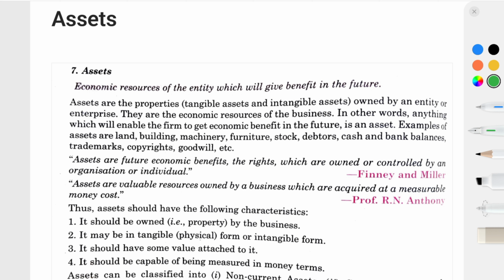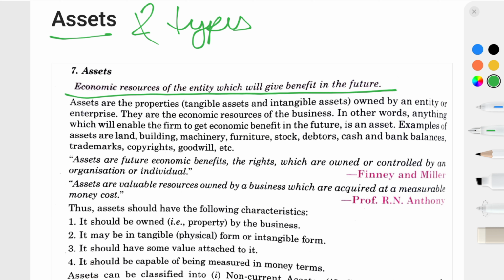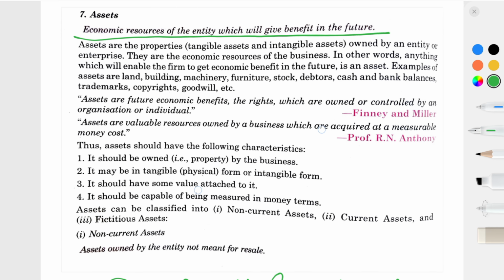This topic is related to class 11th. Today in this video we'll discuss assets and its types. According to the book's definition, economic resources of the entity which give benefit in the future are known as assets. So any resources of the entity which gives you benefit in the future is an asset. But we'll not go into the bookish definition.